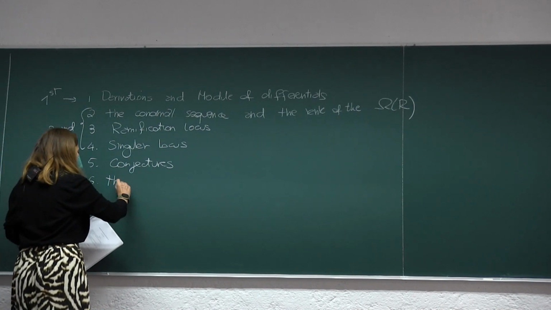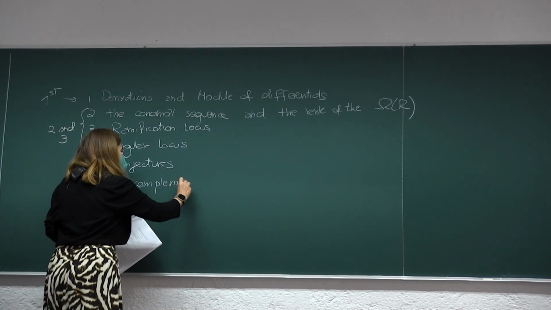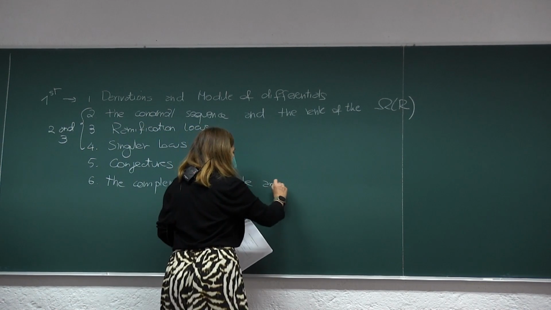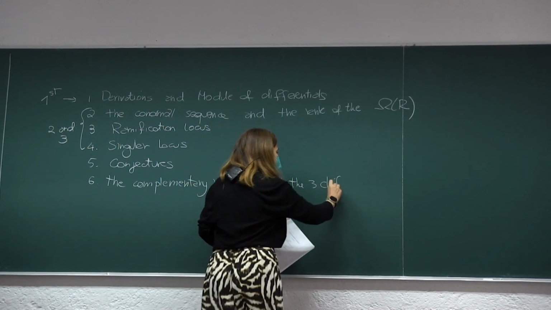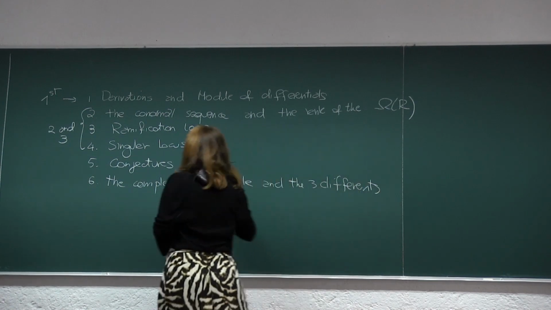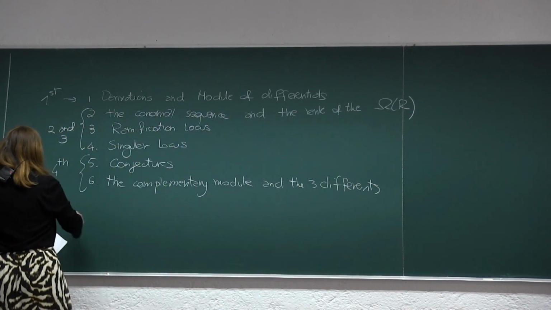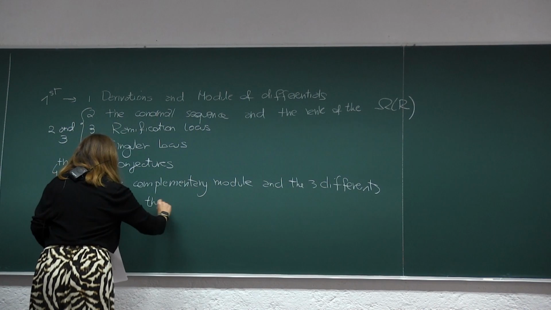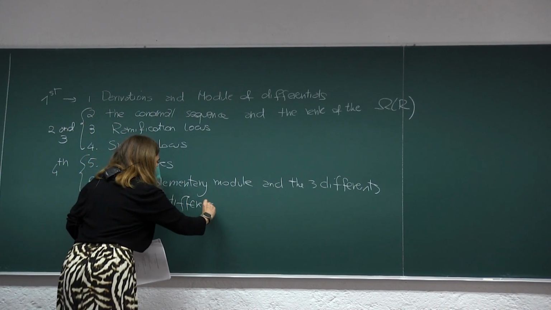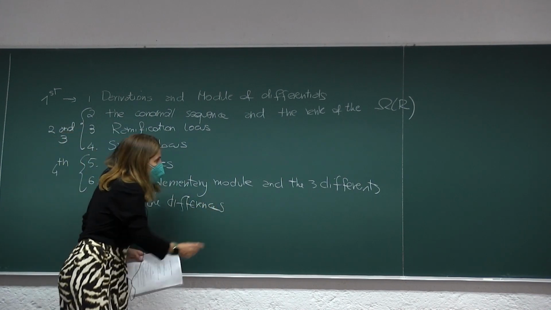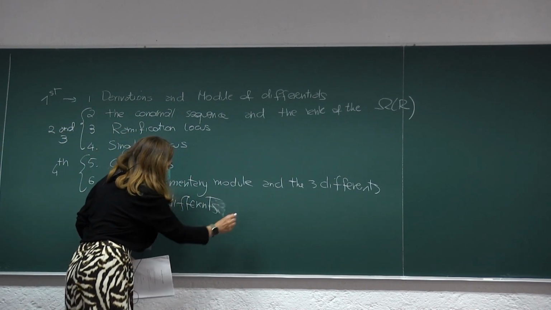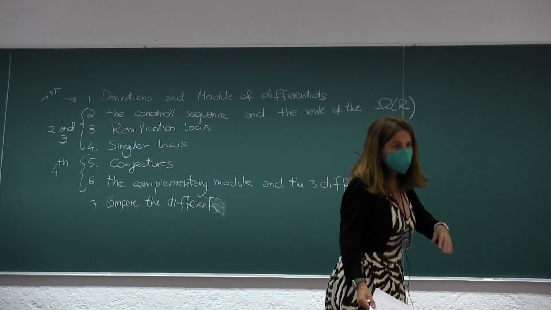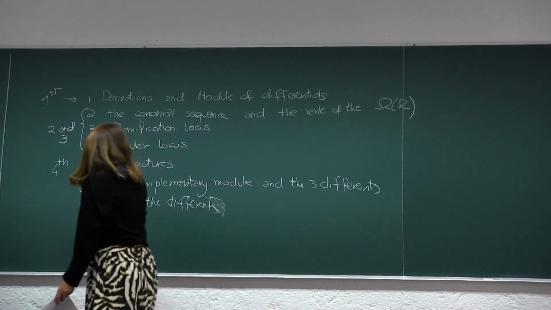And I'll talk about the complementary module, and I'll introduce the free difference. And this will be the fourth lecture. And in the fifth lecture, I'll compare the differents. And I don't only compare them, I also relate them with the conductor and with the socle and with the Jacobian ideal. And this is the fifth lecture.